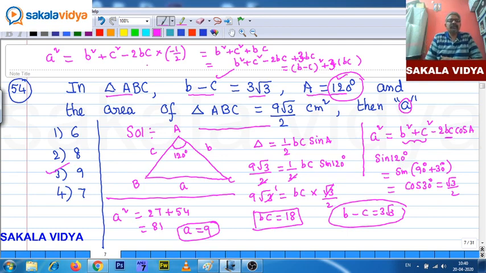Minus 2bc into, this is a very important step, minus 2bc into minus 1 by 2. The 2 gets cancelled. We get bc only, plus bc only. This I have written as minus 2bc plus 3bc. This is b minus c whole square plus 3bc. So then we get a square is equal to b minus c whole square, 9 into 3, 27, plus 18 into 3, 54. So 81. Square root of 81 is 9. So that is 9.